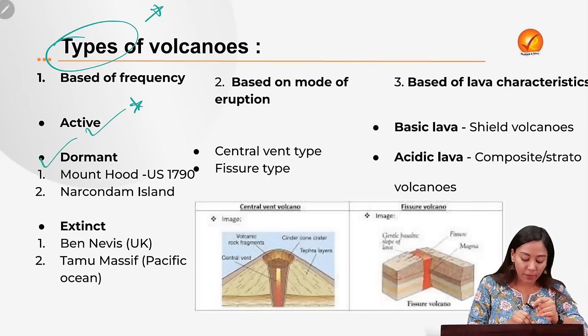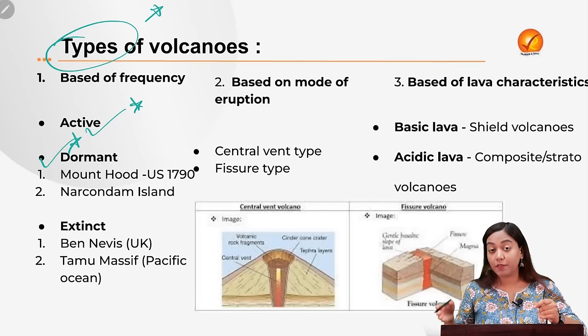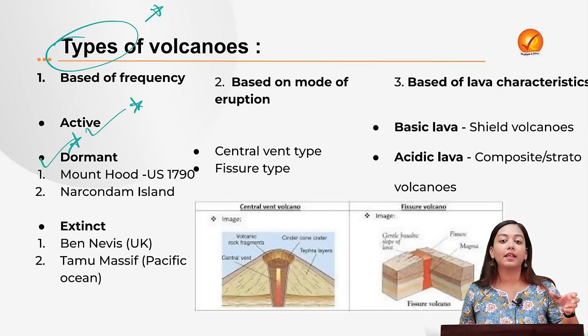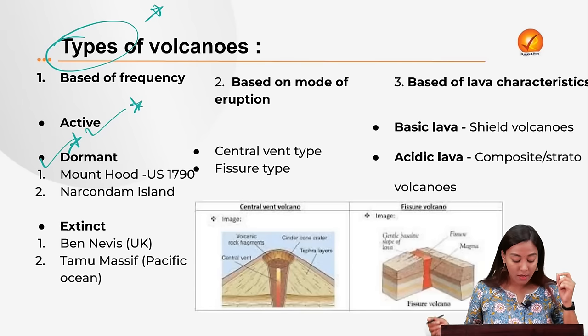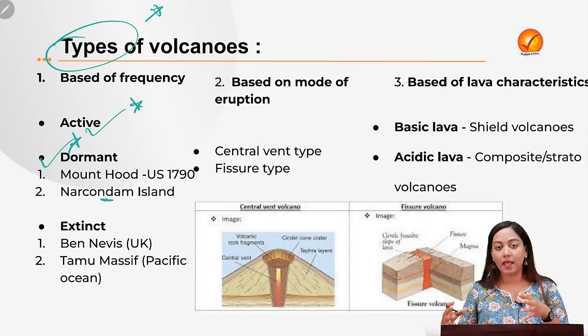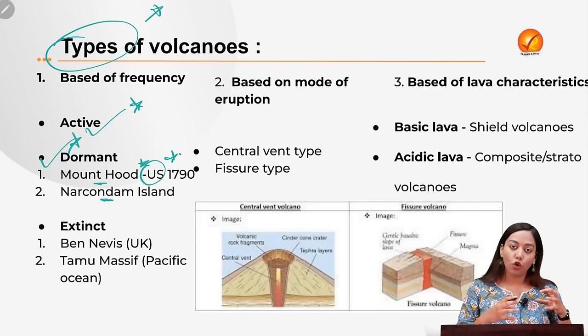Then we have got the dormant volcanoes. So they have not erupted in the recent past, but we know that in some geological past they have erupted, and there is chance that they might erupt in the future. They are categorized as dormant volcanoes. For example, Mount Kilimanjaro of Africa. For example, Narkondam Island, which is near Andaman and Nicobar Islands of India. Then we have got Mount Hood of US. So they are the dormant volcanoes.